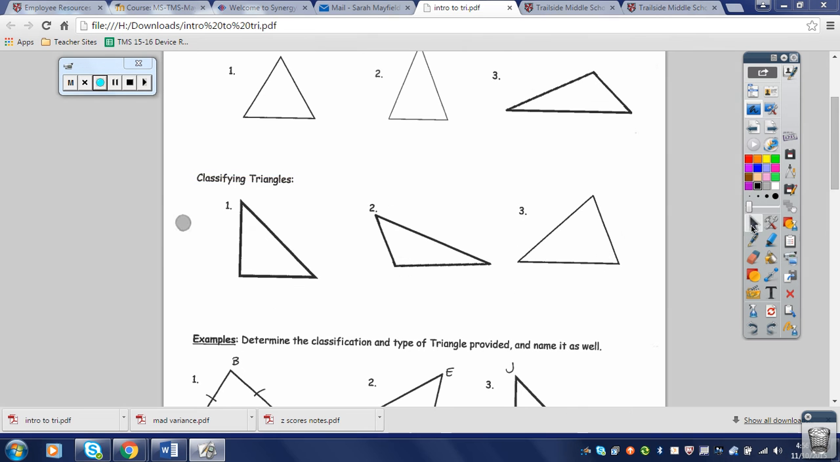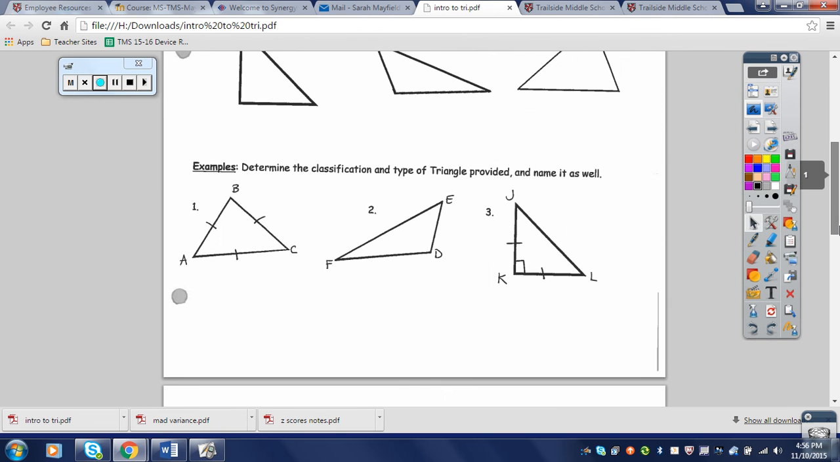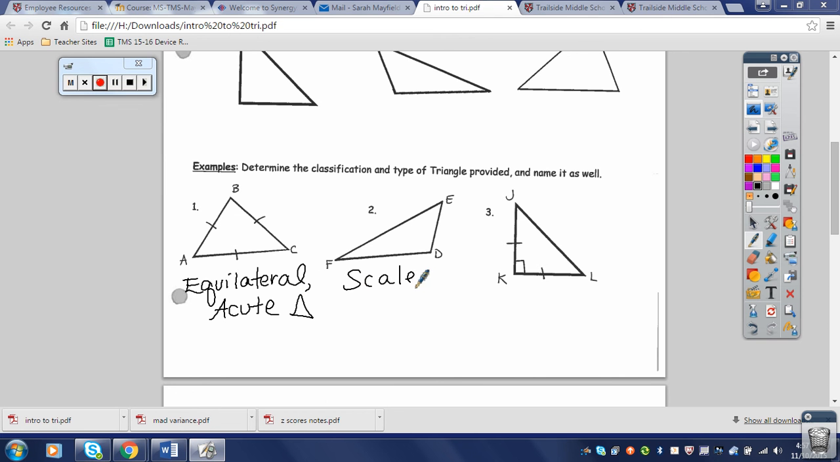So let's look at these examples down below. Let's determine the classification and the type. So if you look at the first one, it is equilateral and it is acute. Second one, it is a scalene obtuse triangle. Last one, number 3, is for you to do on your own. Go ahead and flip the paper over.